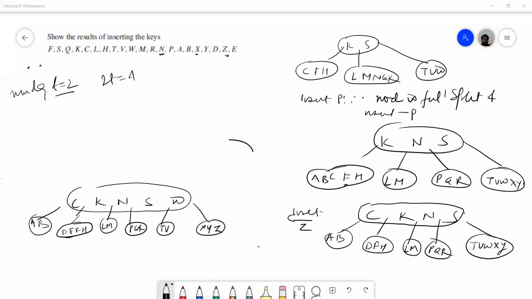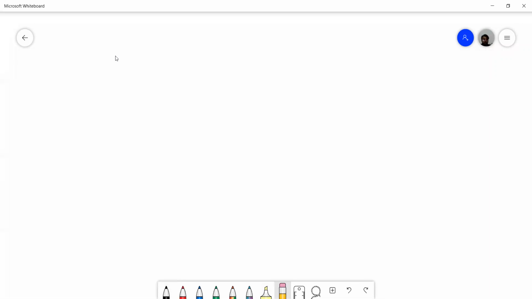So the theorem says that... Then what we are going to do? We are going to check for the height of the B tree.